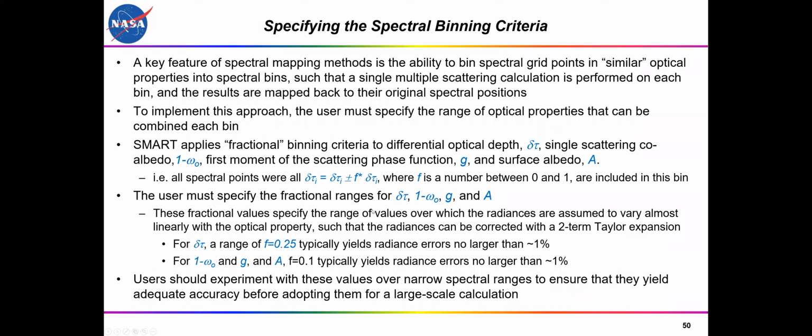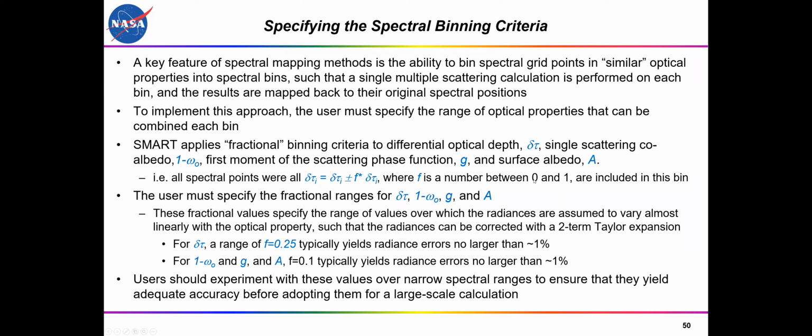Okay, now we get to something a little bit complicated, which is specifying the spectral binning criteria. I mentioned very early in the presentation that for spectral binning, we let the code identify spectral regions where the optical properties, let's say the differential optical depth in the layer, equal that optical depth plus or minus some fractional difference. So optical depth in this layer is 1/10 plus or minus, let's say, a couple hundredths or something like that. Any spectral region with that profile can be included in this bin.